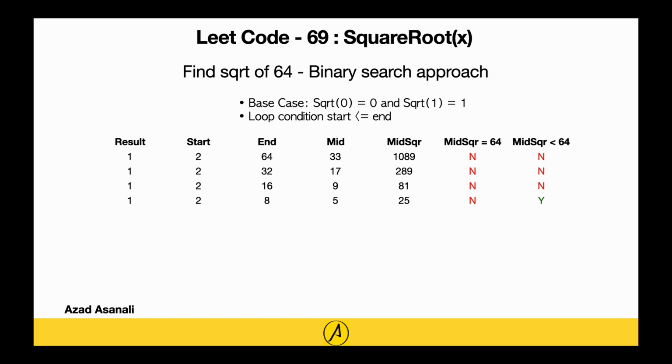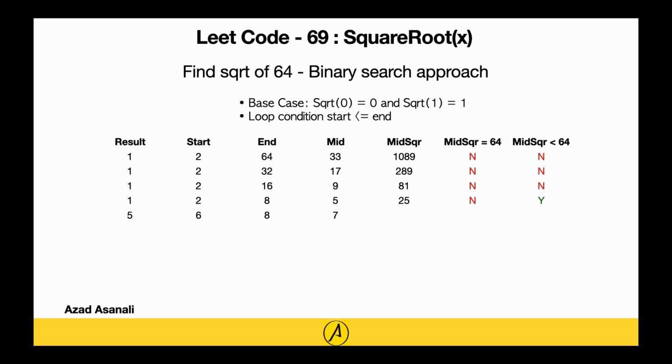Again we find the mid. The square is 25, which is not equal to 64, but it is less than 64. So in this case, we found a square value which is less than 64, so we will fix our result to the mid value 5. Since this is less than 64, we can update the start value to 5 plus 1, which is 6, and we will keep the n value as 8.